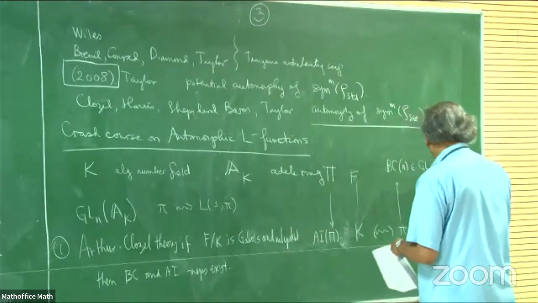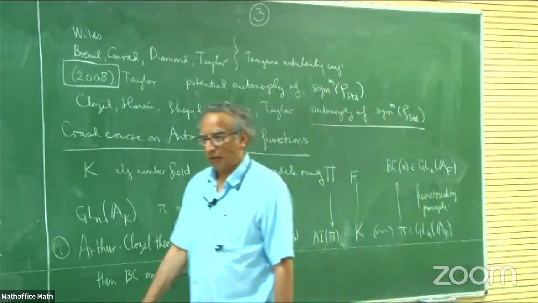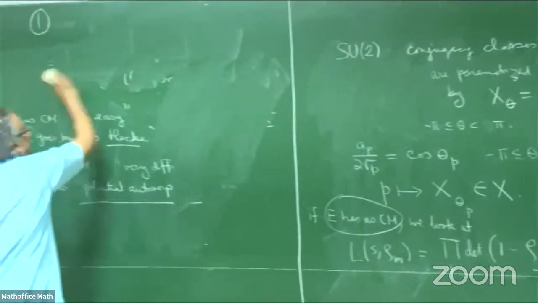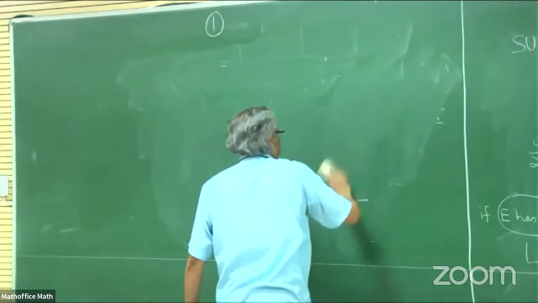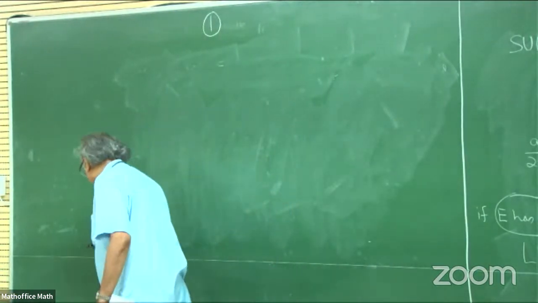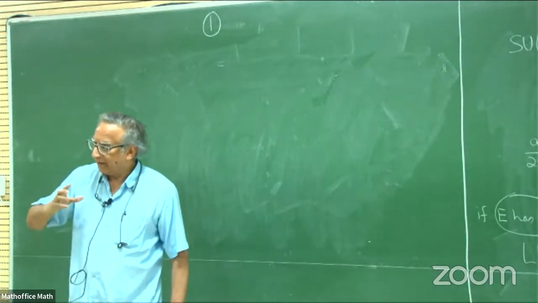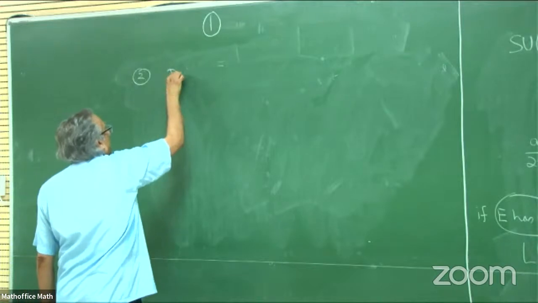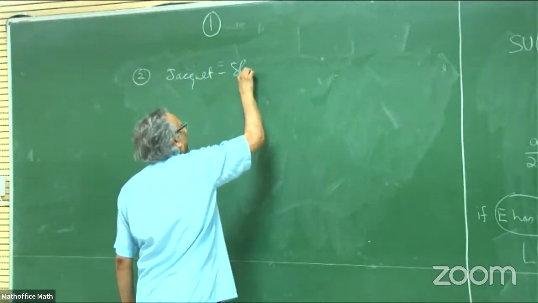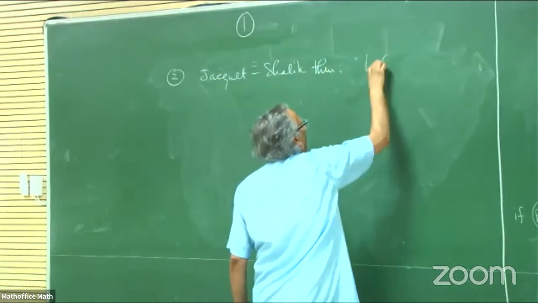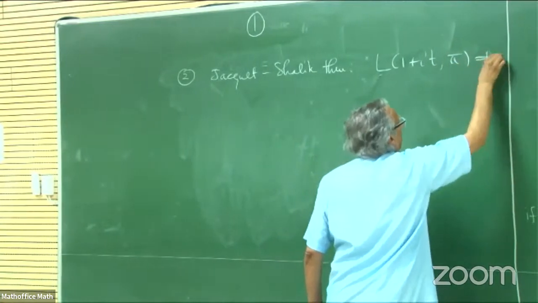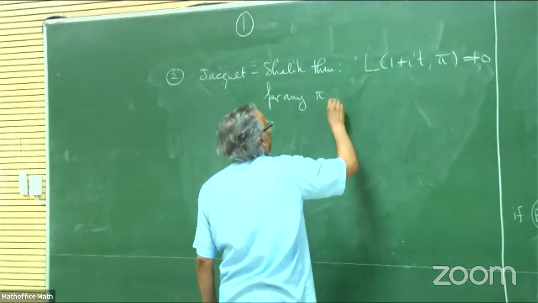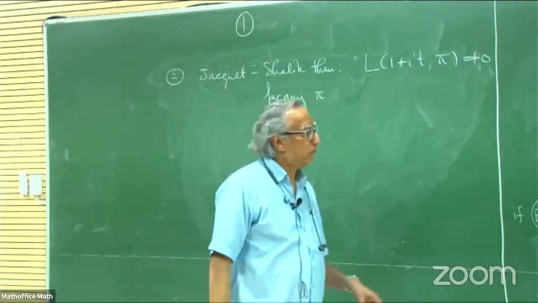And ingredient number 2 is, I mentioned the Jacquet-Shalika theorem this morning. As I said, don't worry if you don't understand the technical language, but you will be able to understand how these are put together if you just bear with it for a second. Ingredient 2, the Jacquet-Shalika theorem: L(1+it, pi) is not 0 for any automorphic representation pi of GL_N over A_K. So we just leave it at that.